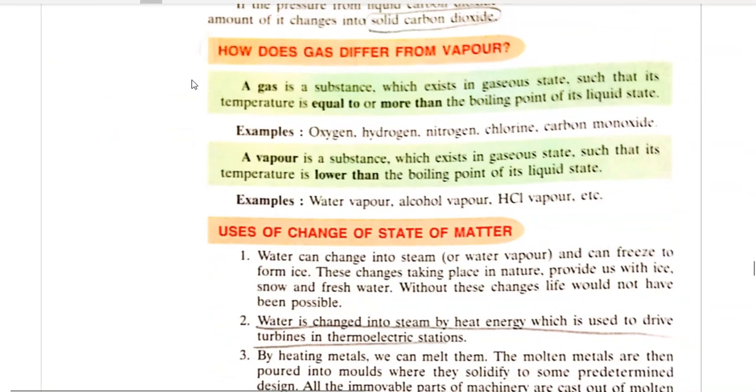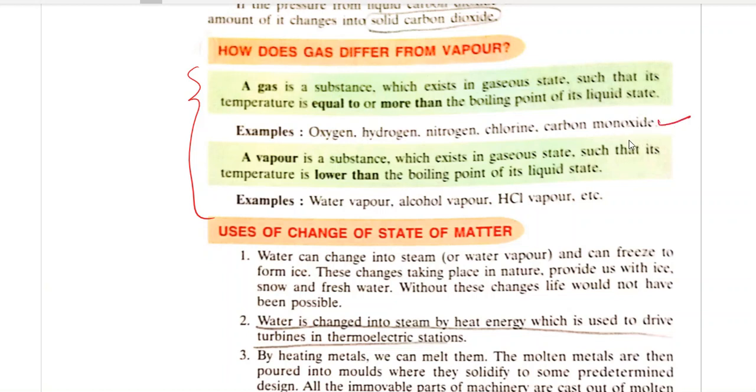How gases differ from vapor. If you remember, I have discussed this in physics. A gas is a substance which exists in gaseous state such that its temperature is equal to or more than the boiling point of the liquid state. For example, oxygen, hydrogen, nitrogen, chlorine, carbon monoxide.